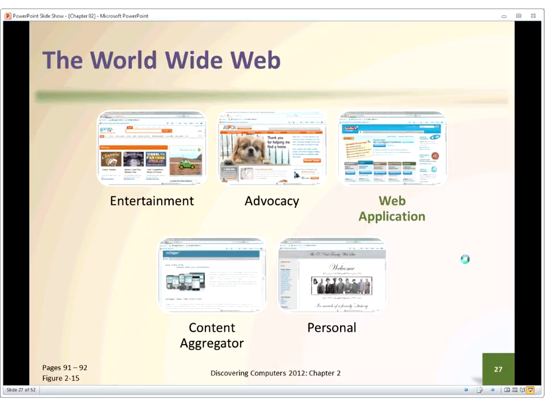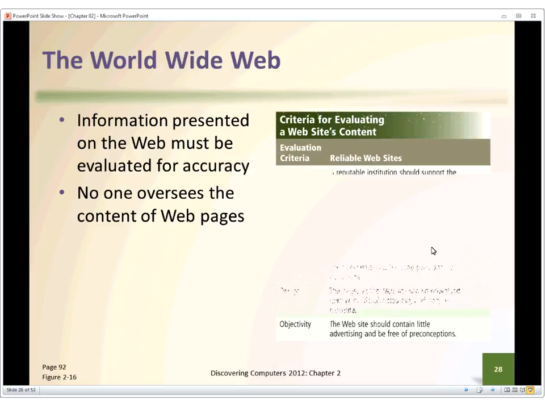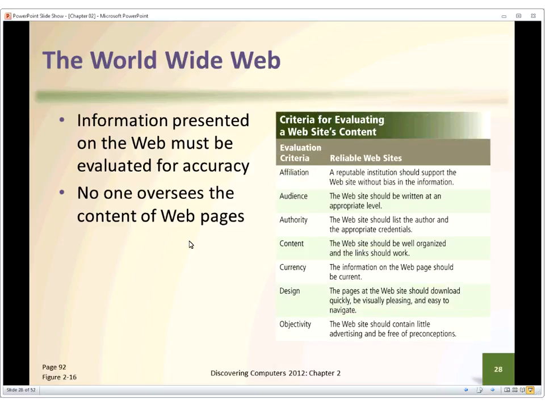So this information, this tons of websites and information has to be accurate, right, and evaluated. No one really oversees the content of web pages, so it's something to remember. When you're looking at a website's content, you should make sure that you're evaluating that content appropriately. You look at the affiliation, the audience, and who it should be written to, the content, the design, all those things are part of your requirements to put together your website.